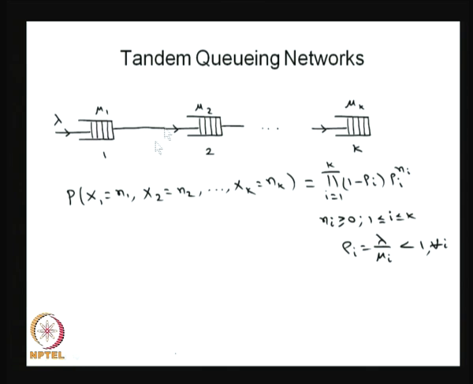Now, I can extend this two queues queuing network into k queues or k nodes. There also my interest is to find the stationary distribution, the probability of n1 customers in the first node, n2 customers in the second node, and so on till nk in the kth node. That joint distribution is the same as the product of the individual distributions of ni customers in the ith node. So, this is a product form, product over i equal to 1 to k, and this result is nothing but the stationary distribution of the M/M/1/infinity queue.